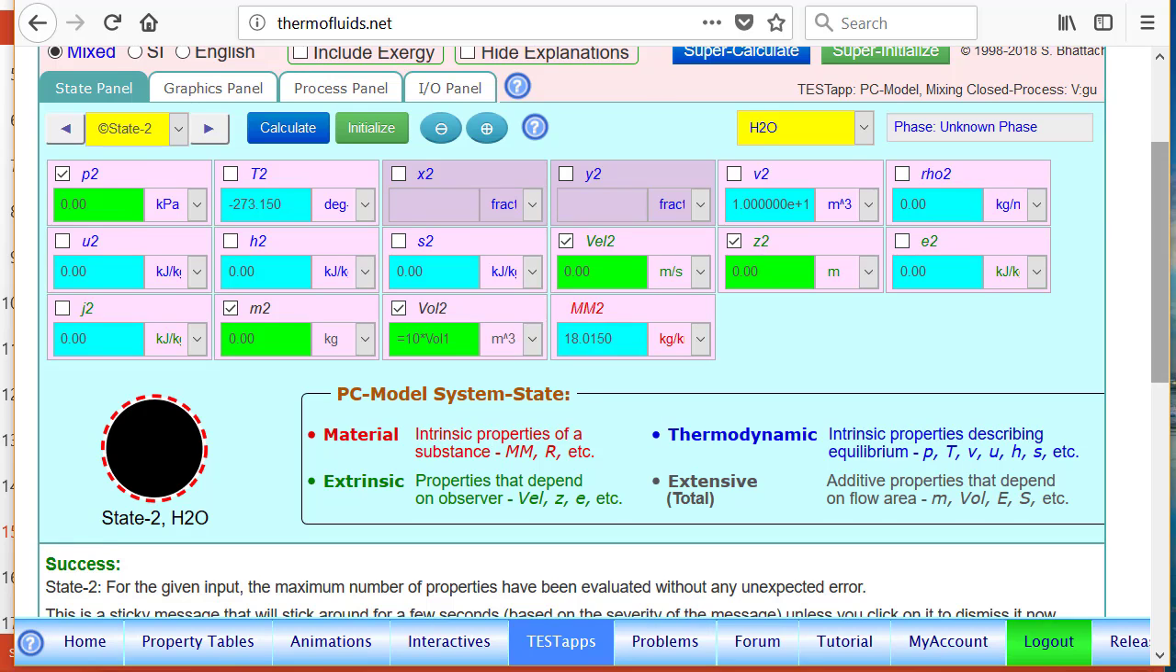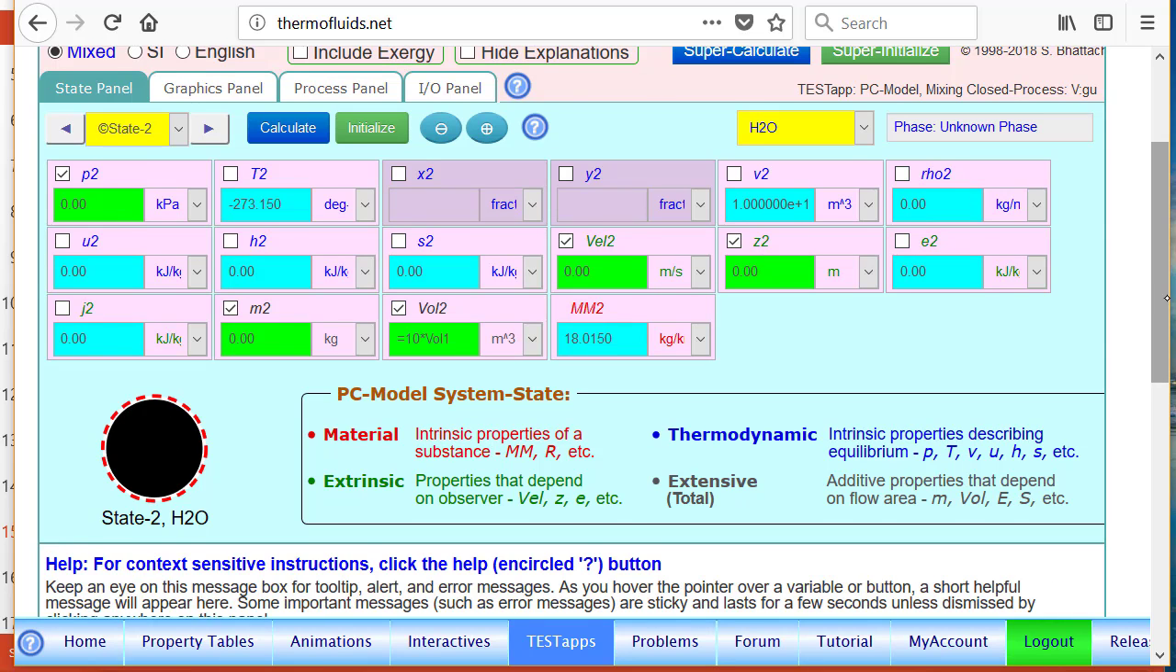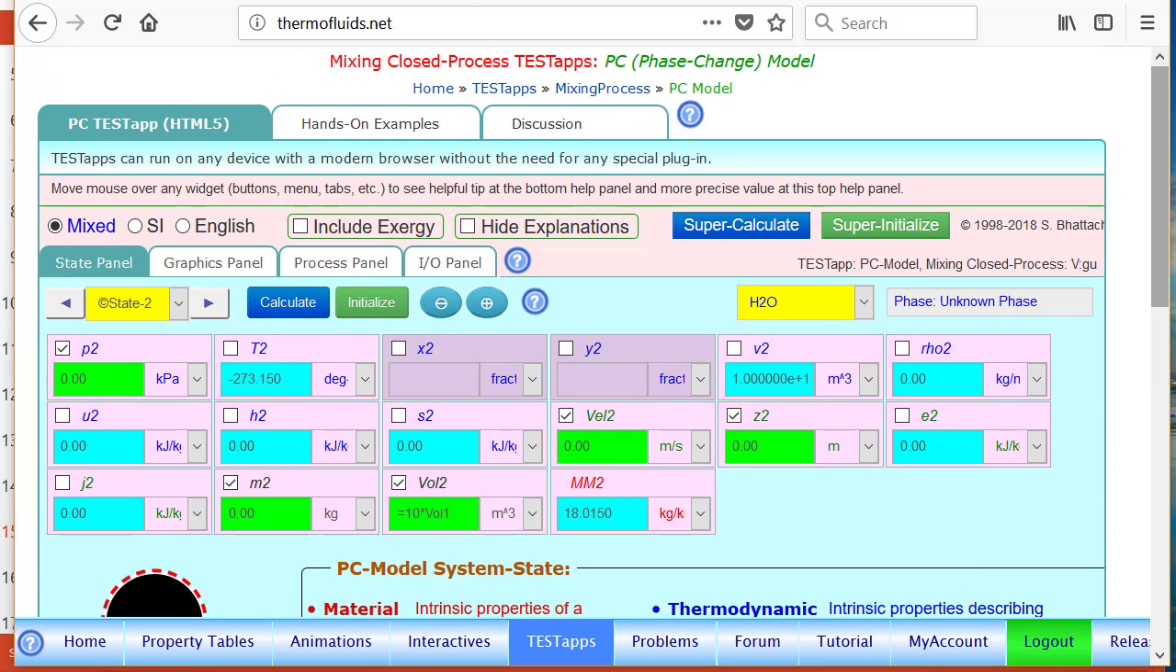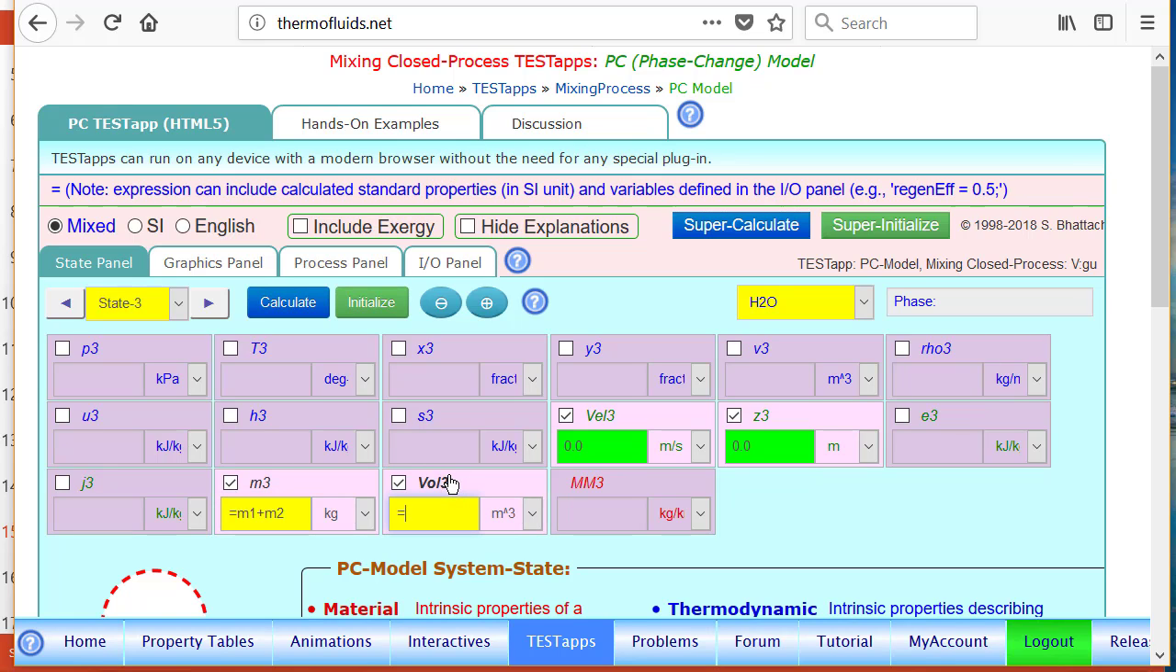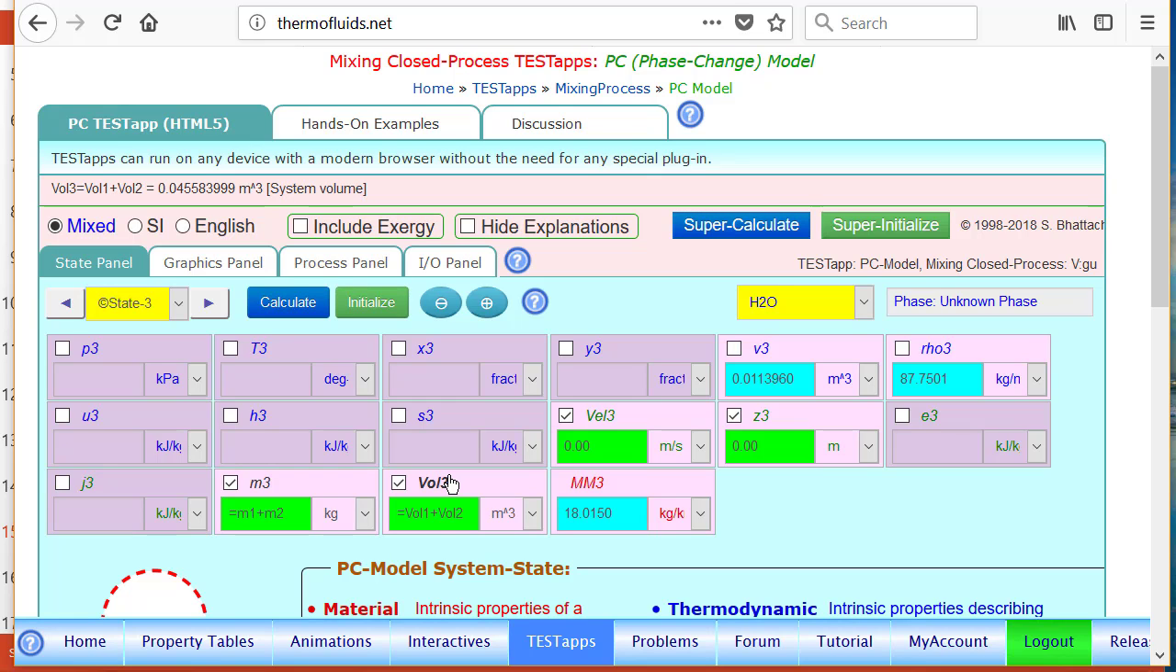So the state is found. Obviously, it will be at absolute 0 Kelvin. As you can see, the picture shows absolute black. And finally, state 3. What we do know about state 3 is that mass must be conserved, M1 plus M2. The new volume of the tank is volume 1 plus volume 2. And we don't know any more information about this state, so let's leave it at that.